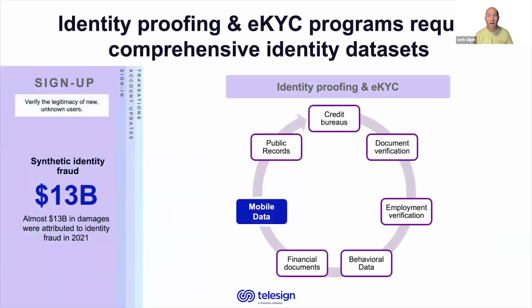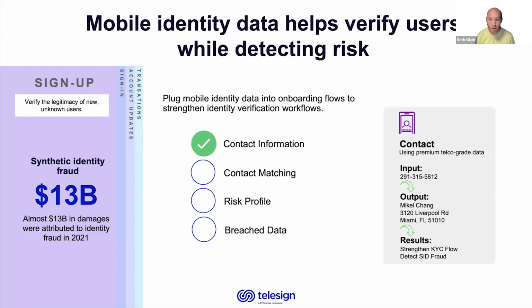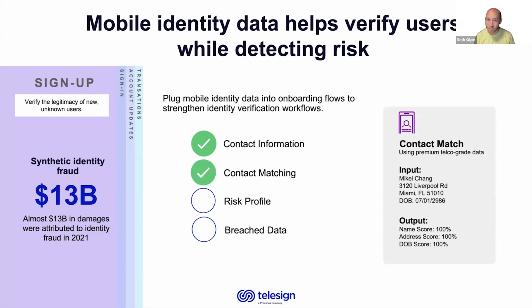So starting at that onboarding, that eKYC sign-up phase, we all know that identity proofing is complex. You're tapping into a number of different data sets across the spectrum of digital identity, and Telesign plays a piece of that. For example, by partnering with mobile telcos all over the globe, Telesign can give you a really strong indicator that's tied to an end user's phone number. When an end user inputs their phone number, Telesign can deliver back to you the name, the address, the date of birth of that user.